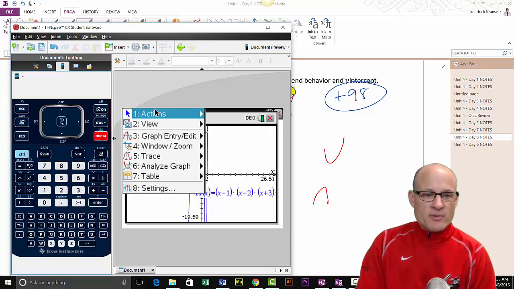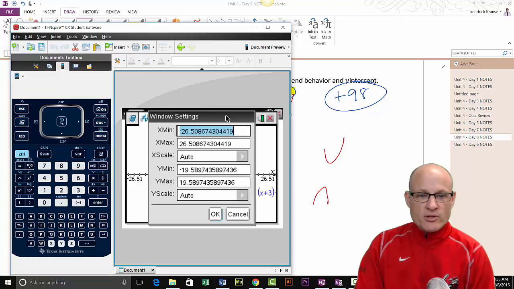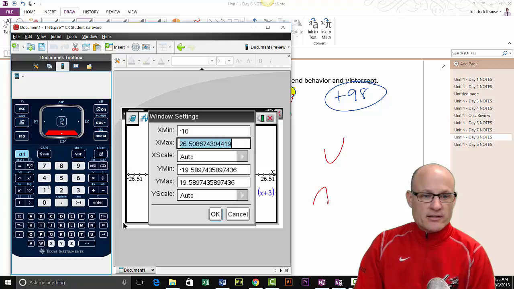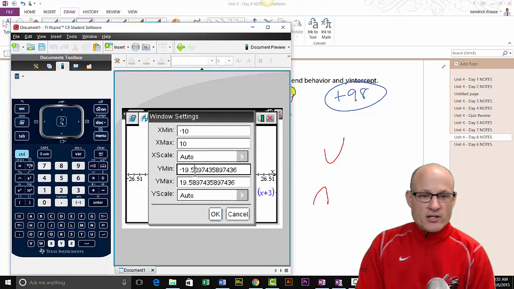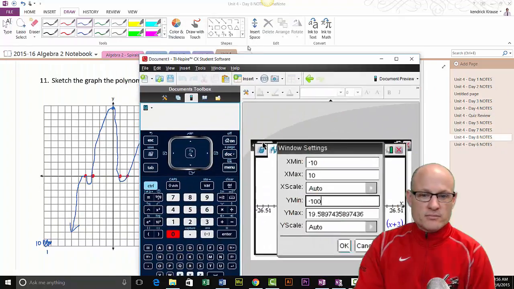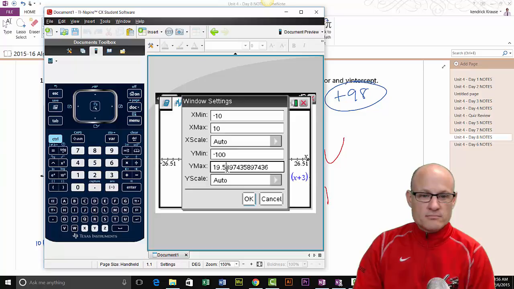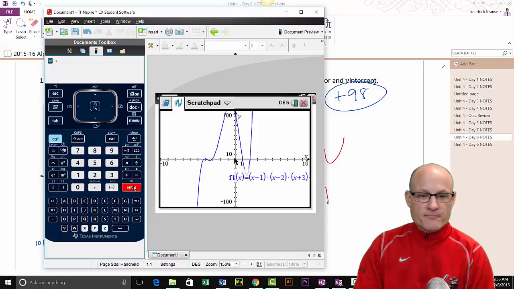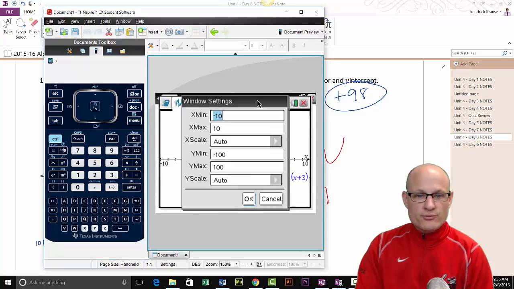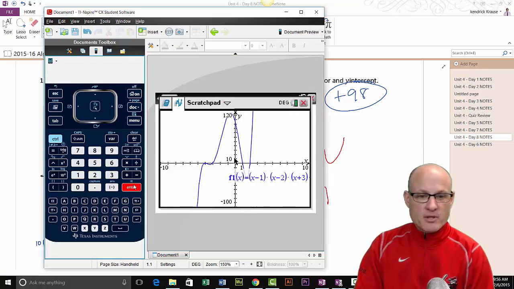So here's what we're going to do. We're going to change the menu. I almost got confused there for a second. And we're going to change the window settings. And we're going to make this negative 10 and 10. And then we're going to make the scale on the y-axis. We're going to go negative 100. Wait, hold on. Do I want to go negative 100? Oh, I forgot what it looked like. Let's go 1. I know I need to get at least 100. 100 wasn't even enough. So let's go window zoom, and make this positive 120. Probably should be enough.